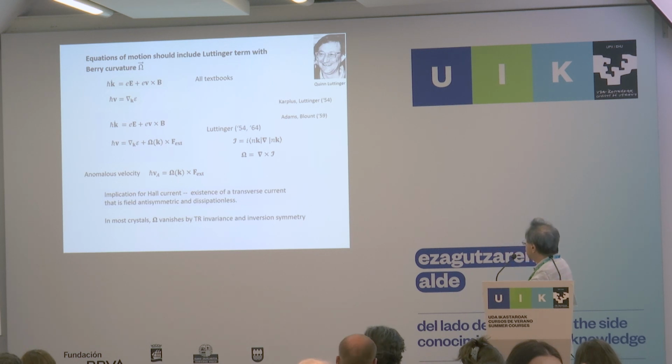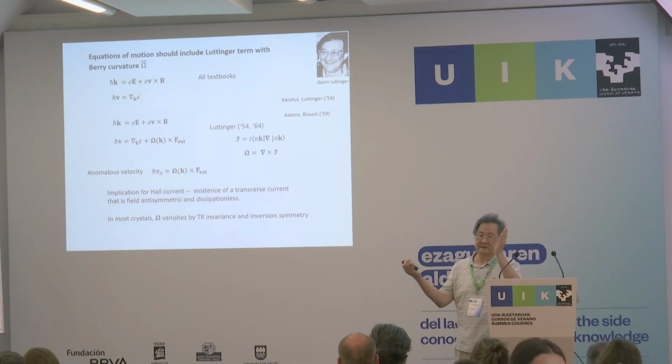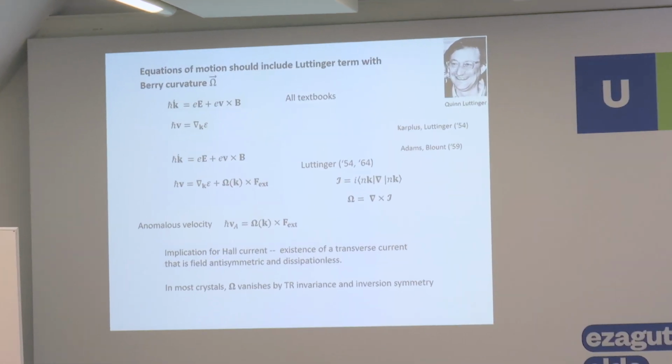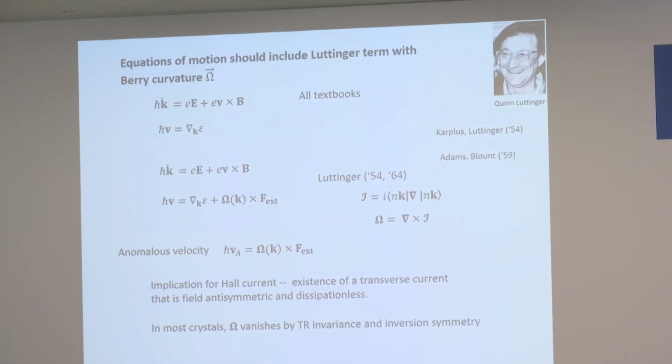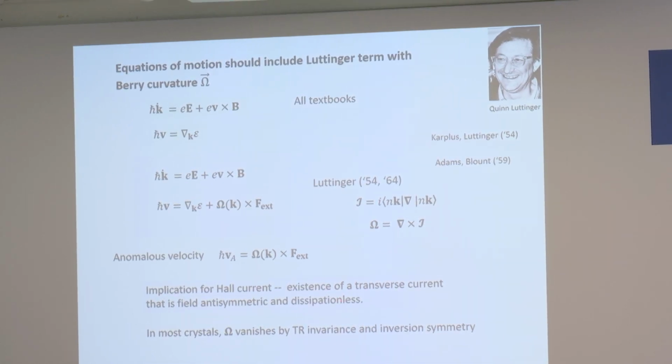And so Luttinger knew about that, and he also realized that omega will vanish if both TR invariance and inversion symmetry hold, right? And that is like 90% of the crystals that physicists would study. And so he proposed with Kohn that this is the microscopic basis for the anomalous Hall effect.